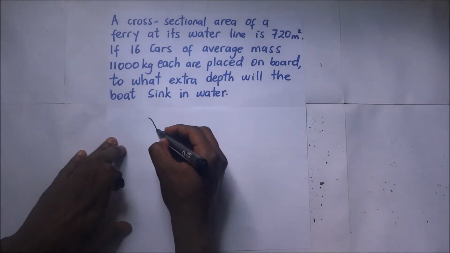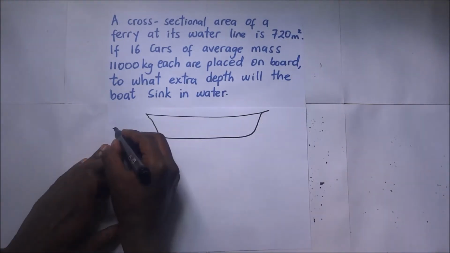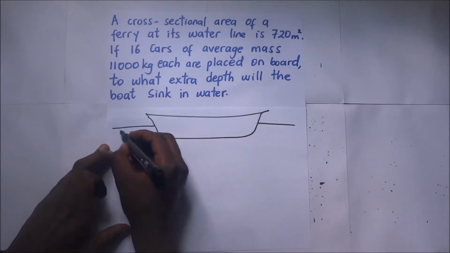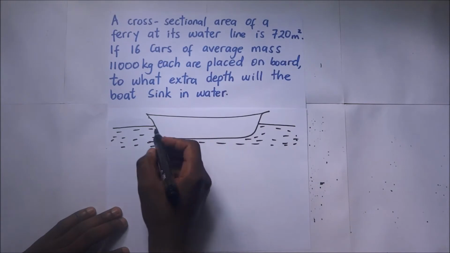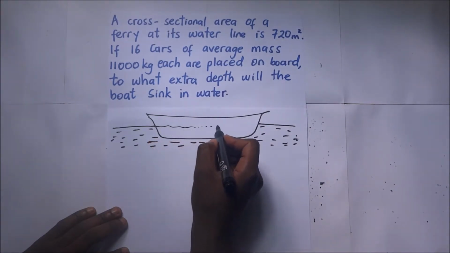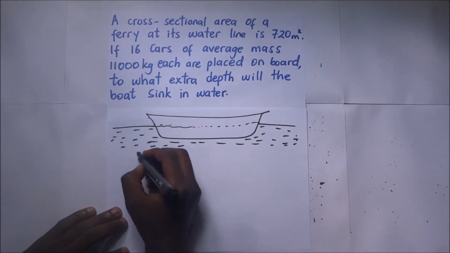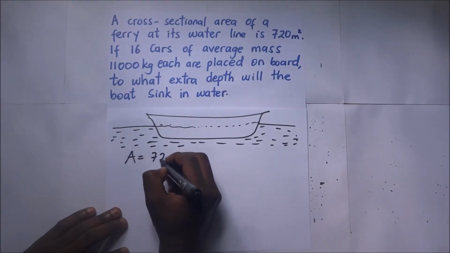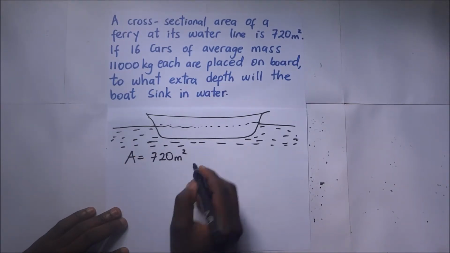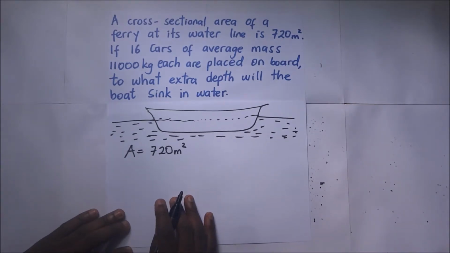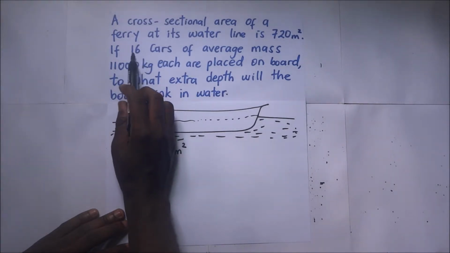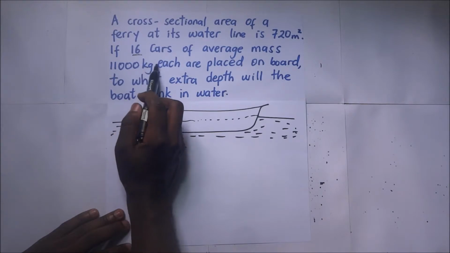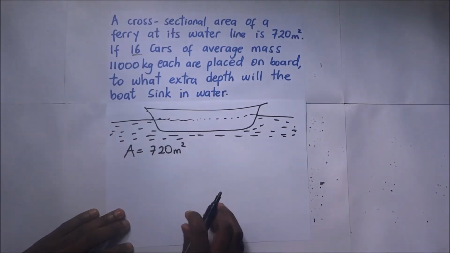This is the ferry right there, and this is the waterline we are talking about. The question is telling us that the cross-sectional area of the ferry at its waterline is 720 meters squared. Now, if 16 cars of average mass 11,000 kilograms are put on, it means you're going to put 16 cars and each car is 11,000 kilograms. To what extra depth will the boat sink?